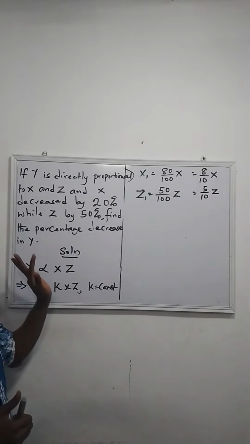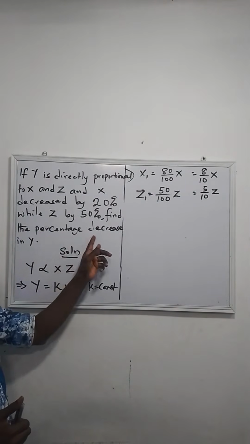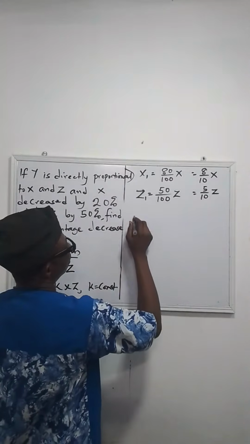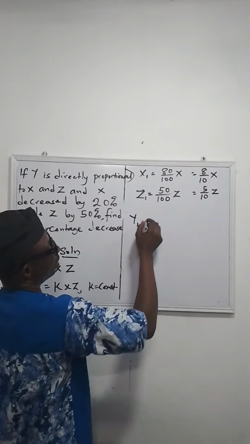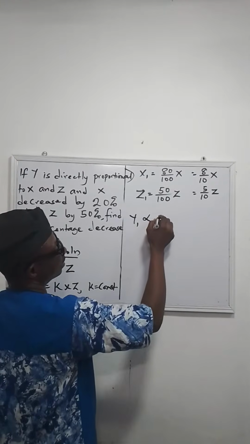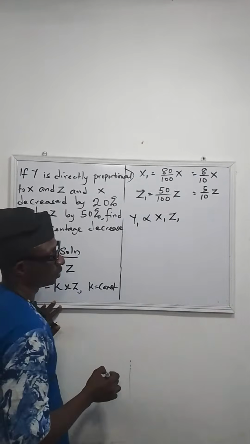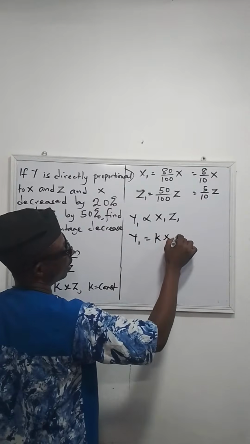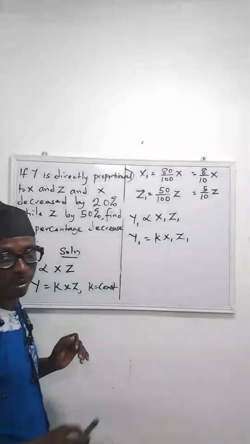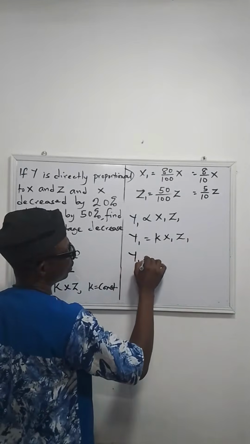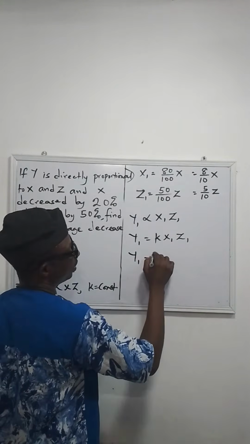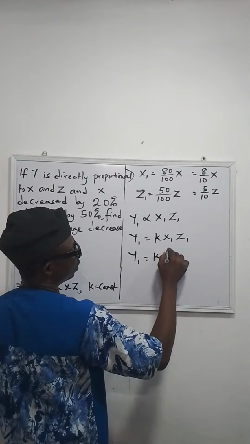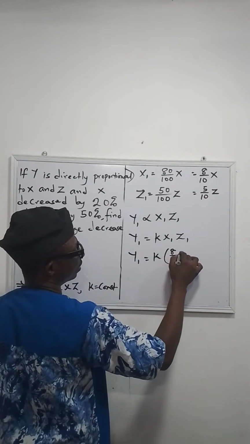Okay. So now, what we want to get is the decrease in y. We want to get the new y. So the new y, which is y1, will vary directly as x1 z1. So we have y1 equals kx1z1. So y1, that is the new y, will be k. Now, what is x1? We have already gotten that. That is 8 over 10 x.